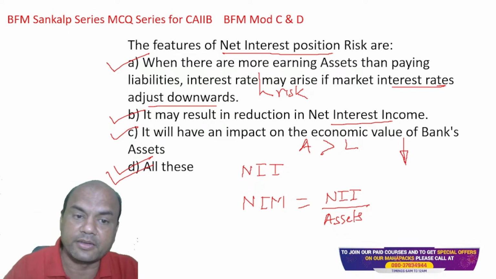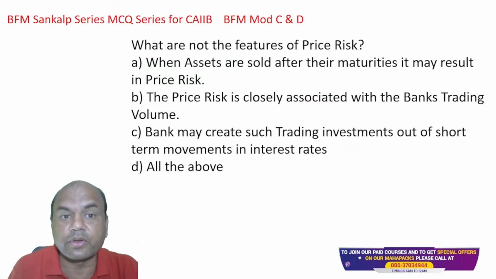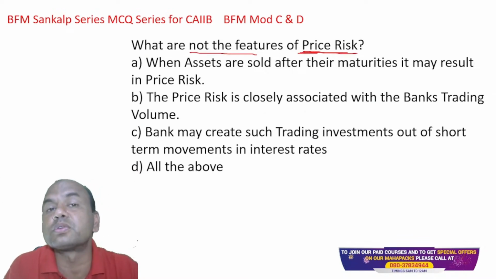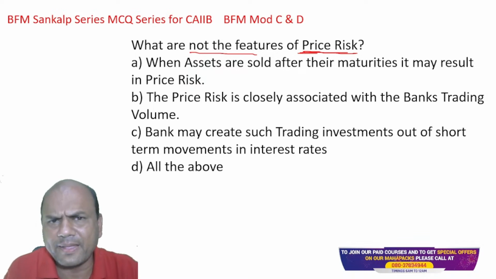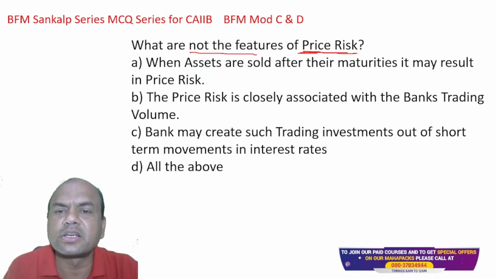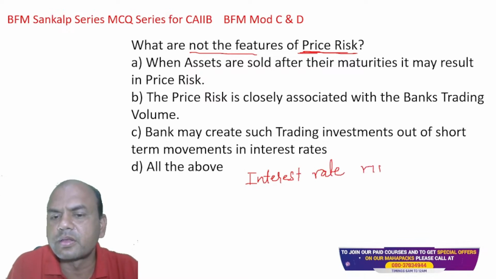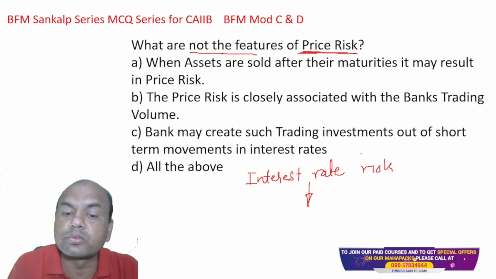So D. Which of the following are not the features of the price risk? Not the features, and price risk. Price means what? Price of the bond goes up or down. That is basically the meaning. So always remember one thing. Interest rate risk is always related to price risk. Both of them go hand in hand.